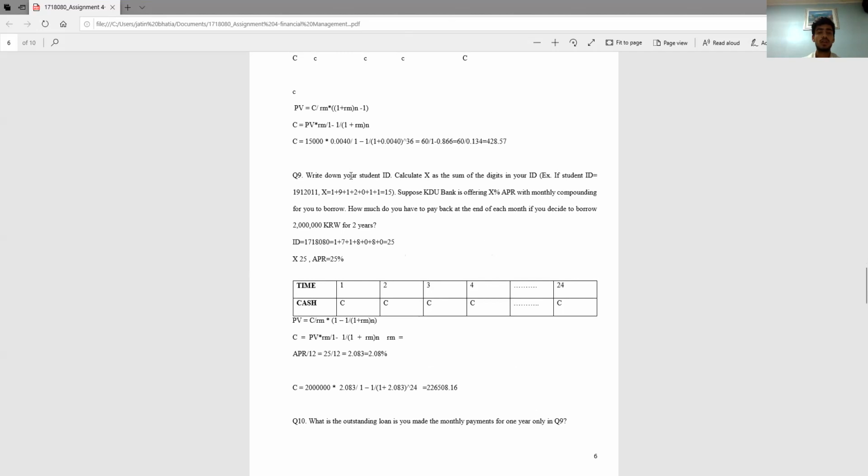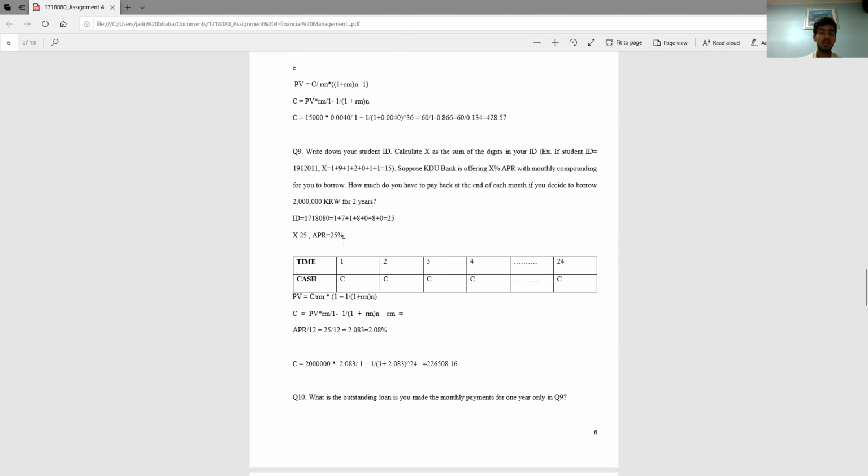Write down your ID and calculate X, the sum of the digits in your ID. Suppose you get a bank offering X percentage APR compounding monthly, where the ID is 1718080. So 1 plus 7 plus 1 plus 8 plus 0 plus 8 plus 0 plus 0 is 25%.